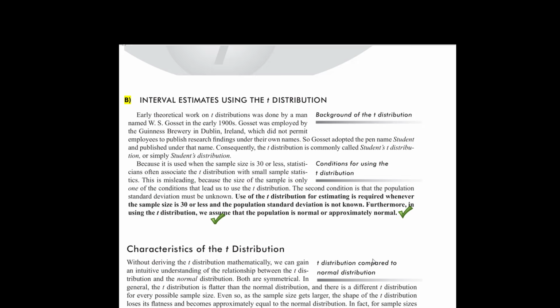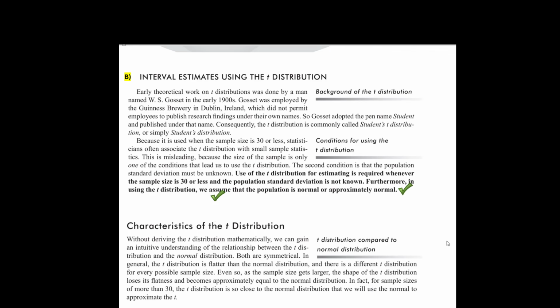Typically it is used for small sample sizes, less than 30, and it is a bit flatter compared to the normal distribution. For every sample size there will be a different t-distribution. As the sample size approaches 30, the t-distribution approaches the normal distribution. At 30 we can use both equivalently, but we prefer the z distribution when it reaches 30. Below 30 we use the t-distribution.